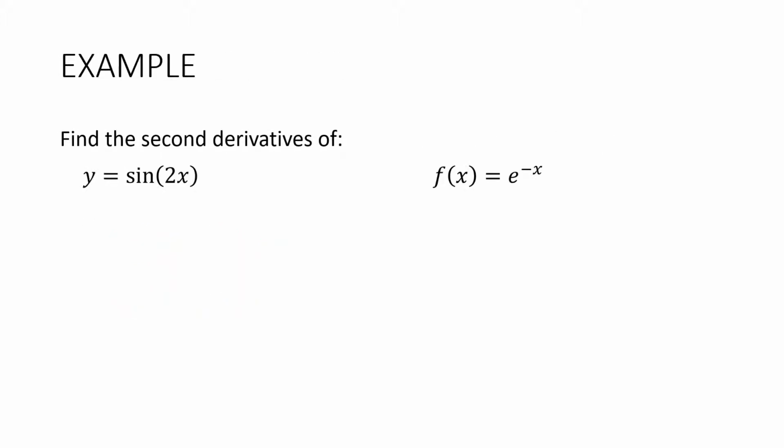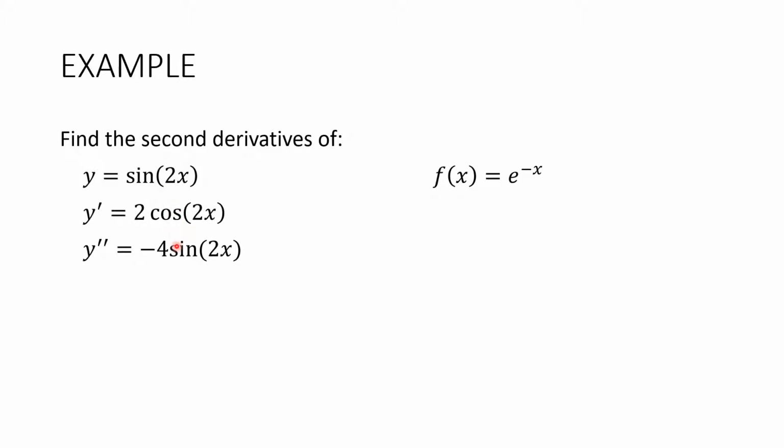Okay, let's have a look at what happens when we find the second derivatives of these functions. Let's start with sine 2x. We have a chain rule there. So sine is going to become cos, and then I'm going to multiply by the derivative of 2x, which is 2. So it's going to become 2 cos of 2x. When I do the second derivative, cos is going to become negative sine, and again I'm going to multiply by the derivative of this, which is 2, so it'll become negative 4 sine 2x.